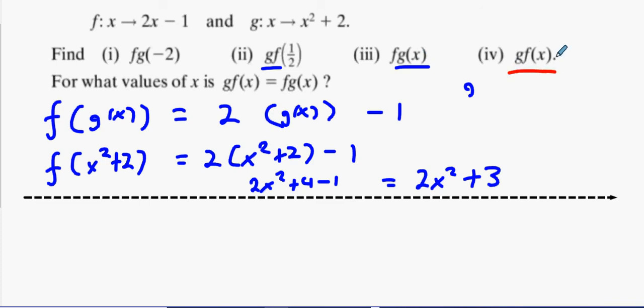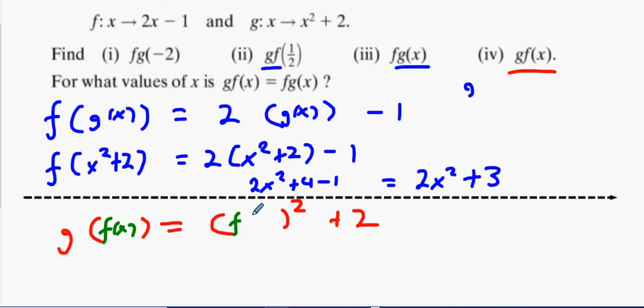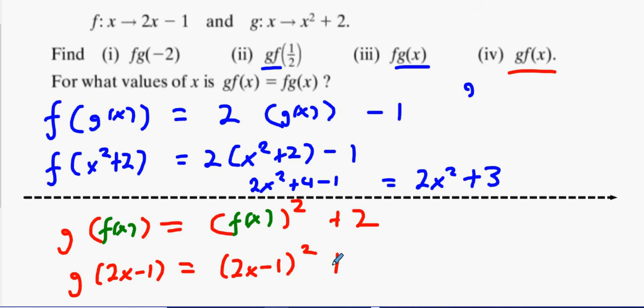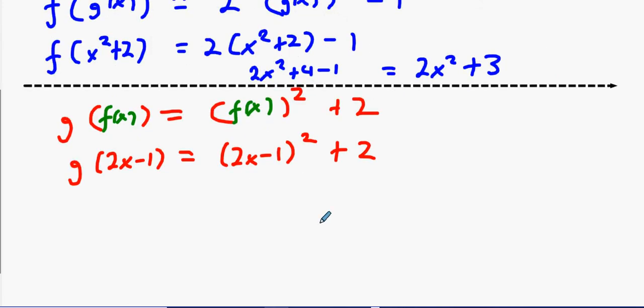Then g after f of x is the same deal. We get the g function, and we leave it empty. And then we're told to put in the f of x function, which is this function here. And the f of x function is 2x minus 1. So this results in 2x minus 1 squared plus 2. You've got to square that out. And there's your answer.